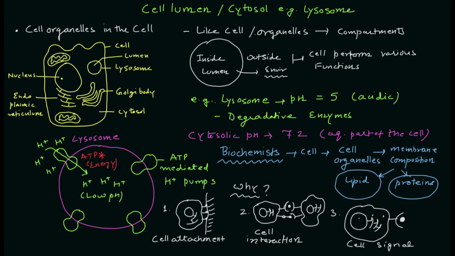So this was all about the topic where we have discussed the lumen part of the membrane, we have discussed the cytosolic region, we have also discussed the lysosome, and we have understood how the lysosome acquires that low pH. In this video, I hope that some of the part of the biomembrane has been covered.